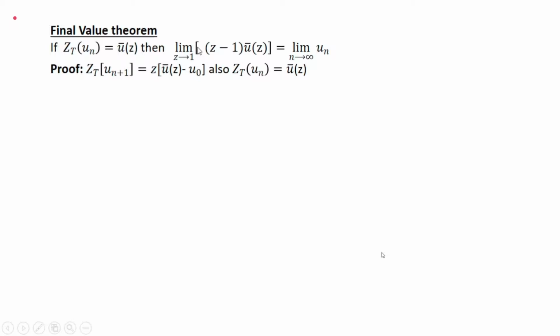Okay. So final value theorem is z minus 1 into u bar of z is limit of un as n tends to infinity. Okay. So if I use the left shifting property, the transform of un plus 1 is this expression, right? And z transform of un is this expression. So what I will do, I will take the difference of the two, this minus this.